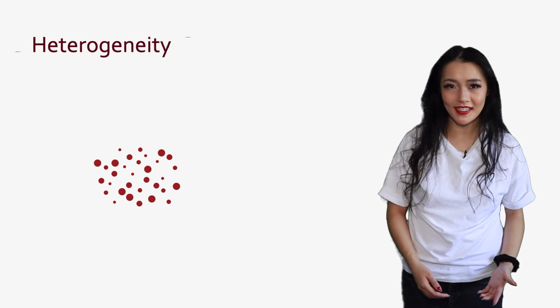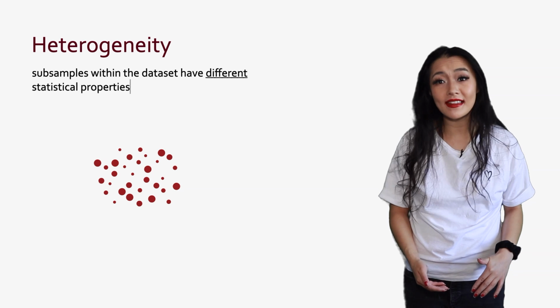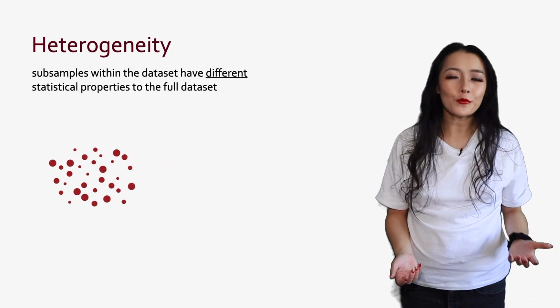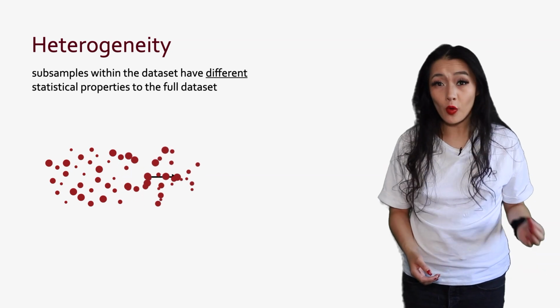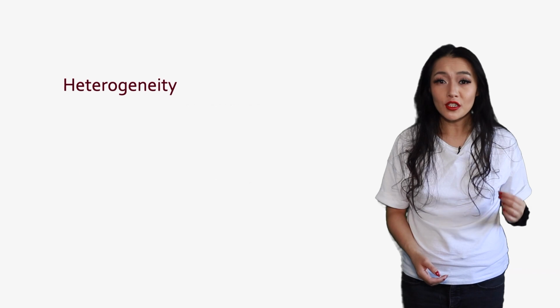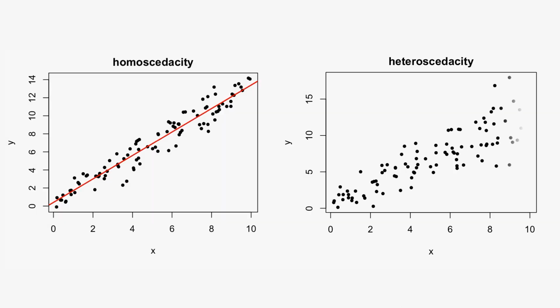The opposite of homogeneity is heterogeneity, which is the characteristic of a dataset if subsamples within that dataset have different statistical properties. For example, when the variance of variate y increases as a function of covariate x. This non-uniform variance is called heteroscedasticity and is a special case of continuous heterogeneity.